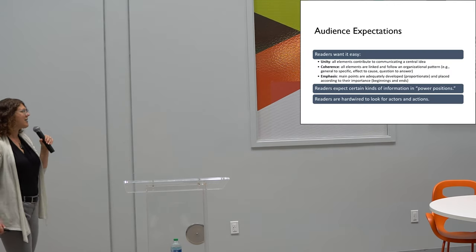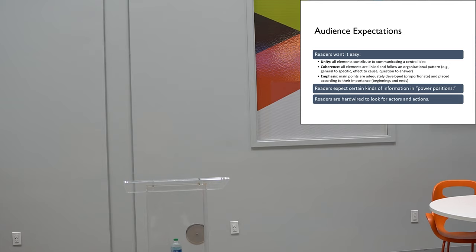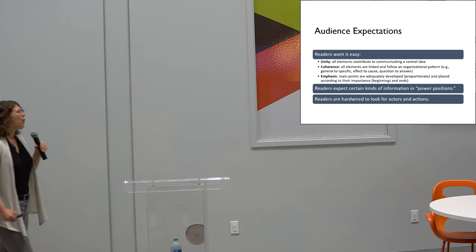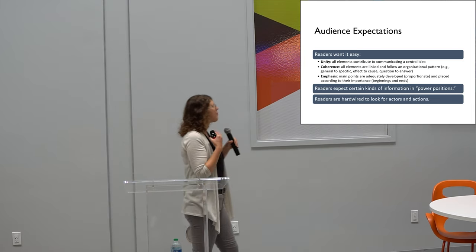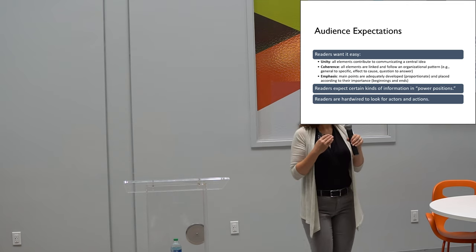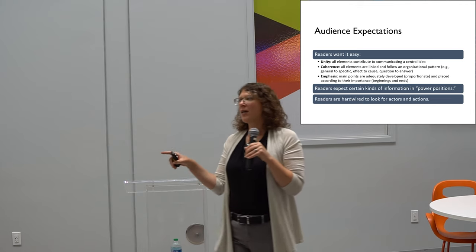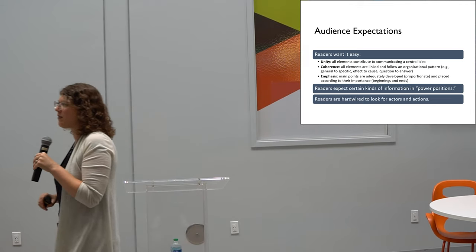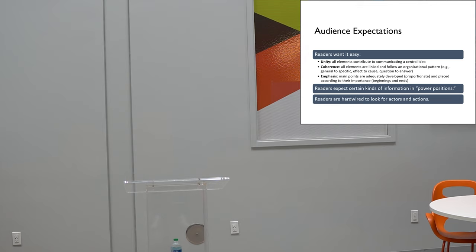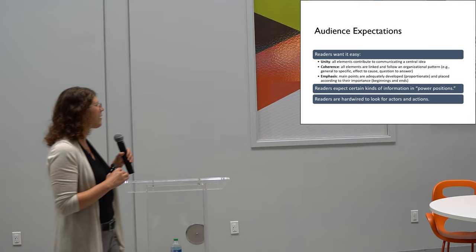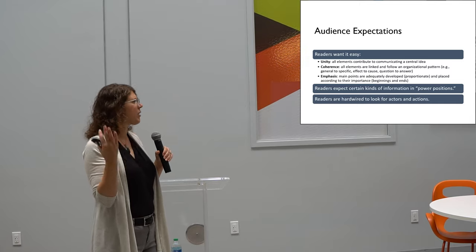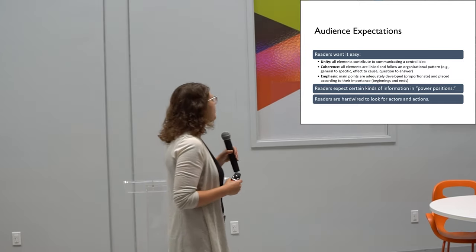So in the context of US academic and professional writing, we can have a few assumptions about audience expectations. We have certain cognitive biases that lead readers to want it easy. As readers, we expect the writer to do the heavy lifting of making sense of things for us. Readers expect unity, coherence, and emphasis, which is basically the idea that in this communication, everything's going to be unified around some central idea.